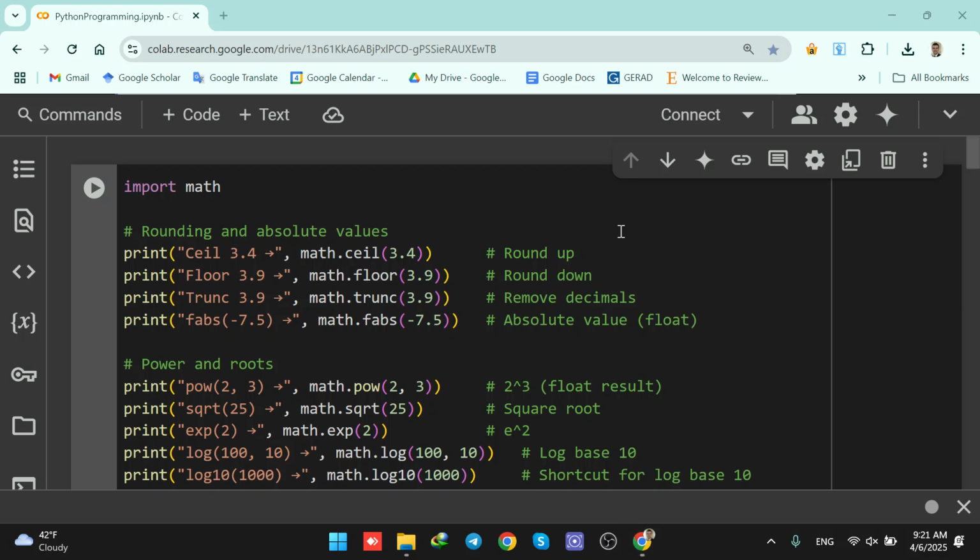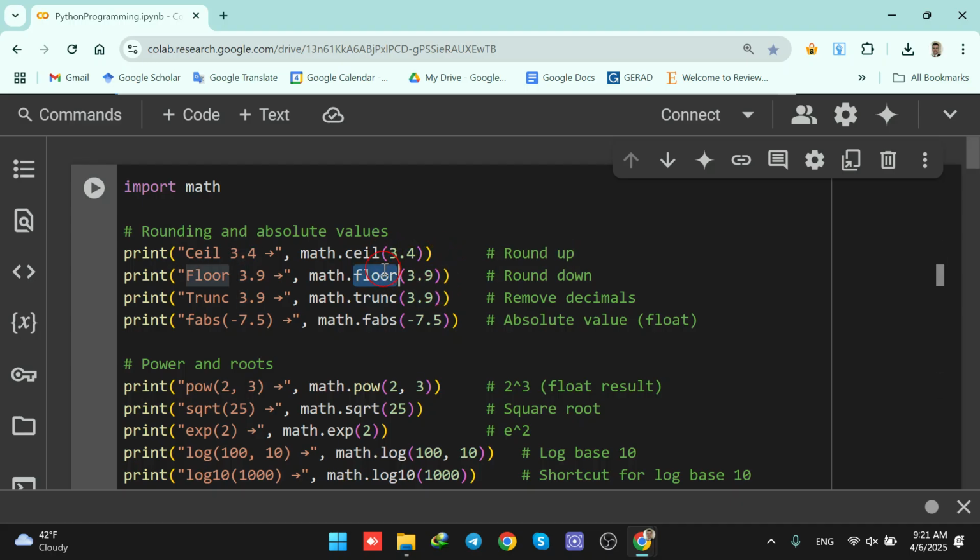Hello everyone, we would like to fly through 17 famous built-in library functions that are very useful in Python. First of all, we are going to work with the ceil function, which is going to round up the number. So it is going to round up the 3.4 to 4.